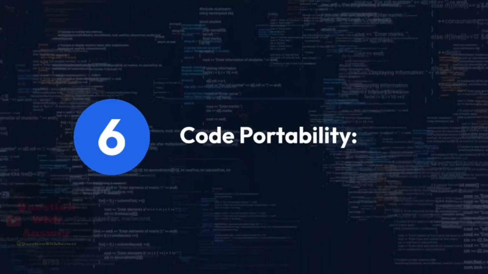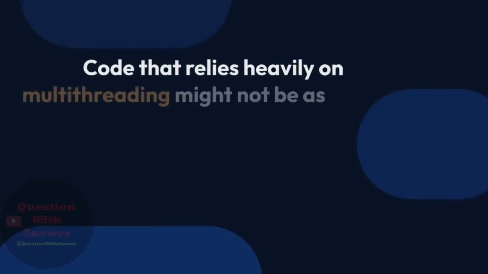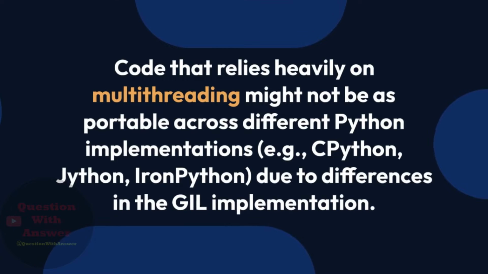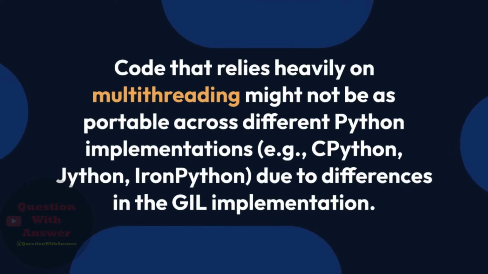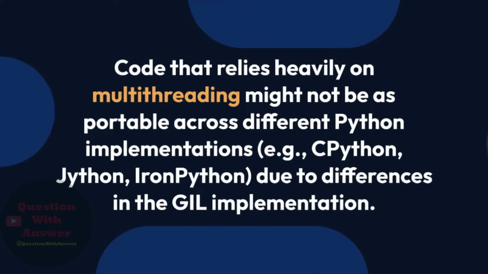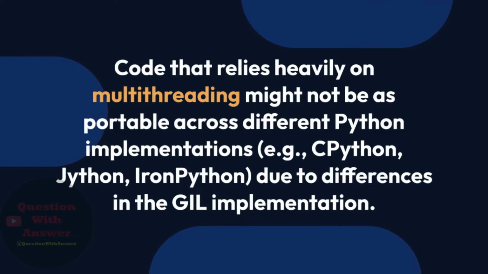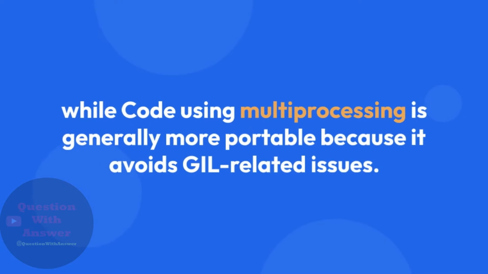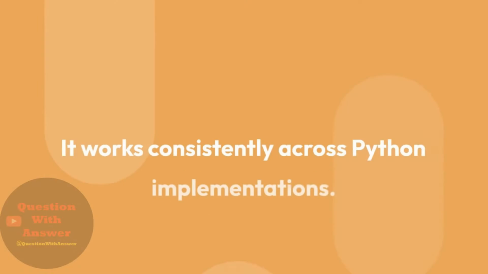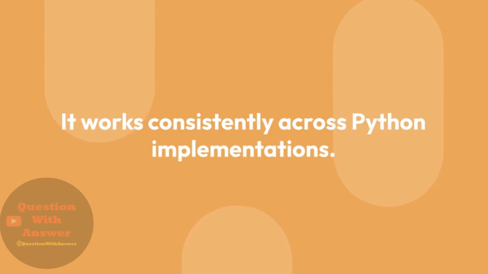6. Code portability. Code that relies heavily on multithreading might not be as portable across different Python implementations, for example, CPython, Jython, IronPython, due to differences in the GIL implementation. While code using multiprocessing is generally more portable because it avoids GIL-related issues. It works consistently across Python implementations.